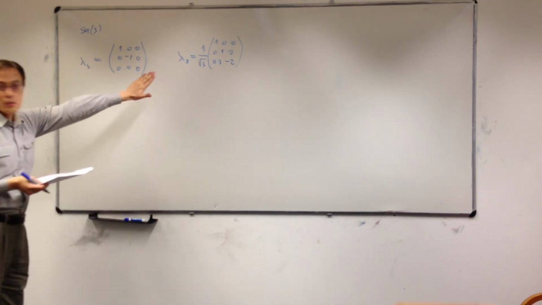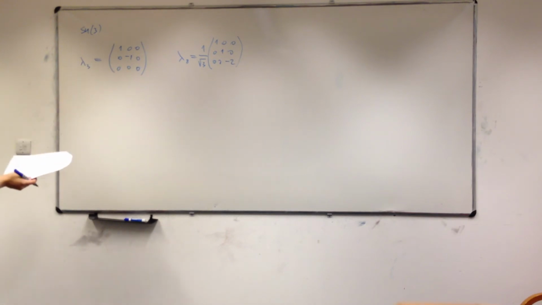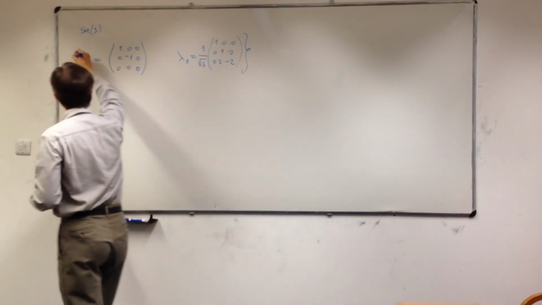So these are both diagonal. For that reason they commute. You can multiply them in any order and the result will be the same. But these guys span the Cartan subalgebra.